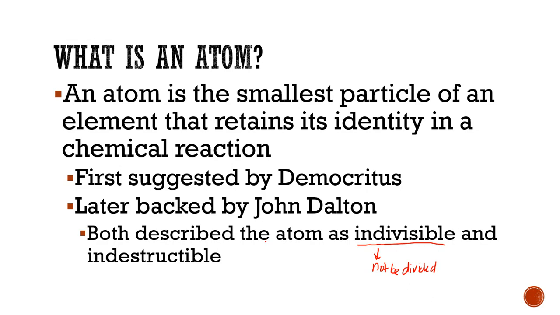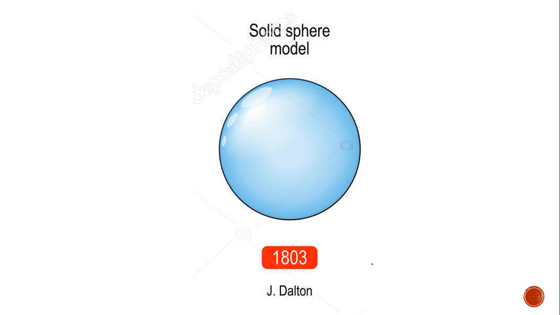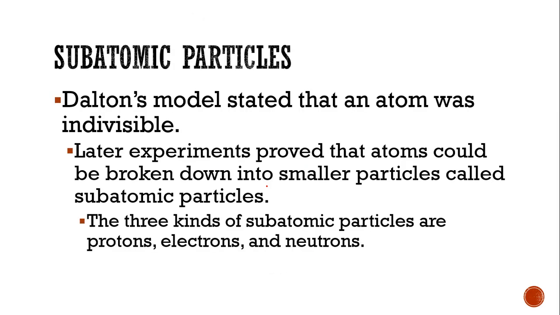These scientists are very important about the evolution of how the atom changes, because we're going to later find out that atoms actually can be divided. So their idea right here in 1803 was that the atom was just a solid sphere. However, it was later stated and later proved by other experiments that atoms actually could be broken down, and they're just not as simple as a solid sphere, and they can be broken down into things called subatomic particles.